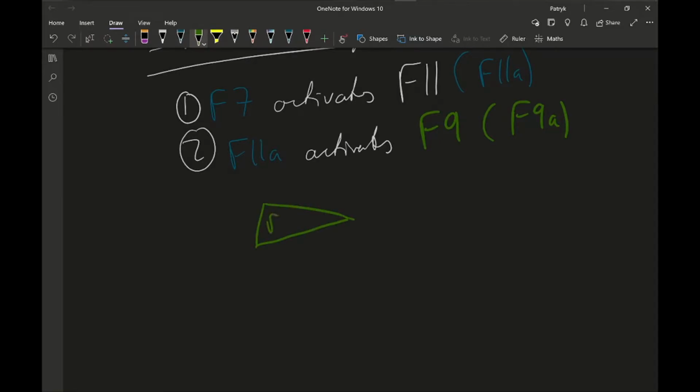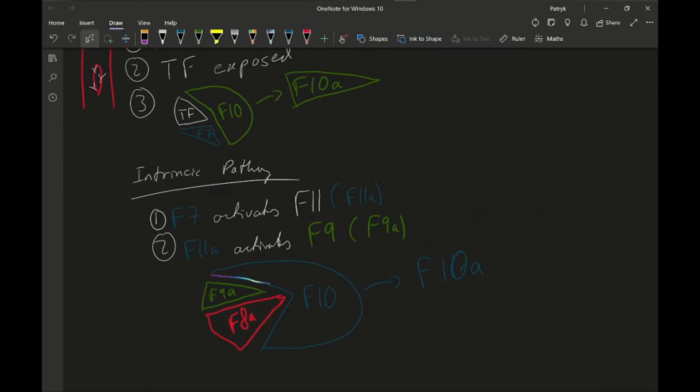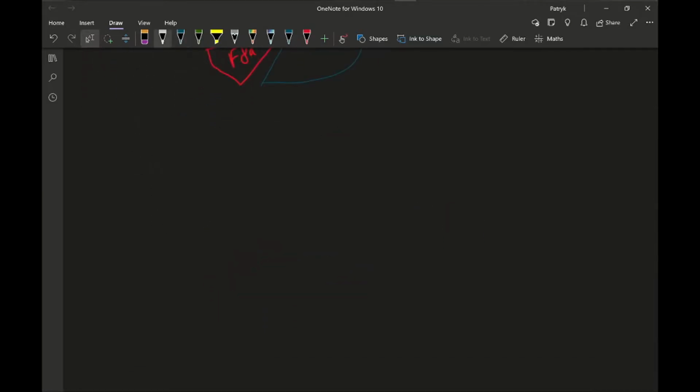And what happens then is we have, again, this complex forming. Obviously it doesn't look like that, but just to make it simpler, F9A, because it's activated, comes together with F8A. Then we have again factor 10, which becomes activated into factor 10A. That joins together with the other 10A from the other pathway, and then we go onto the common pathway.